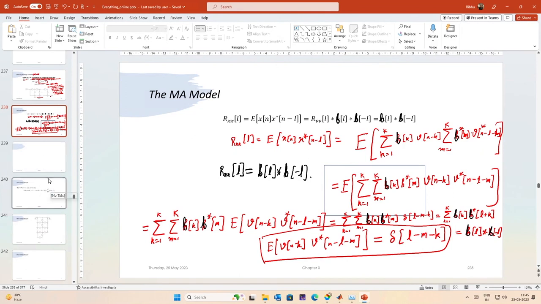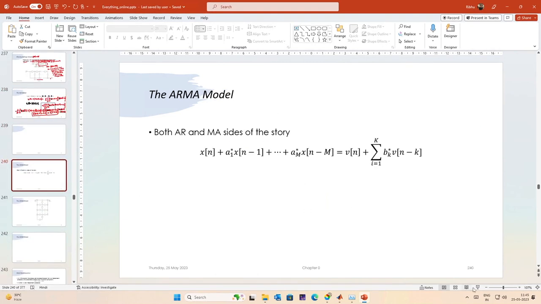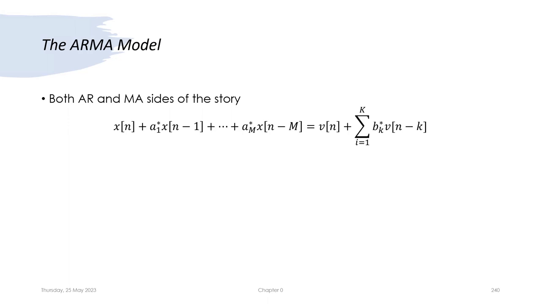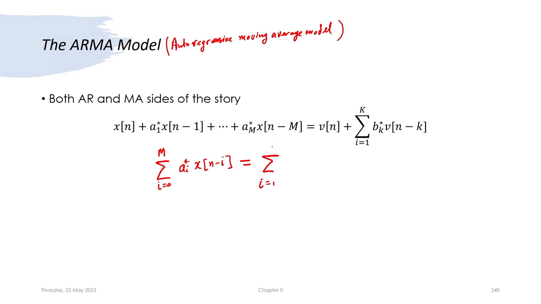So, this is the next in the series. We have talked about moving average models, we have talked about autoregressive models. The most general in this case is the ARMA model, or the autoregressive moving average model, which is nothing but summation 0 to m, a_i conjugate x_{n-i} equals summation i goes from 1 to capital K or 0 to K, c_i conjugate v. This is the most general form of a stochastic model, the autoregressive moving average model.